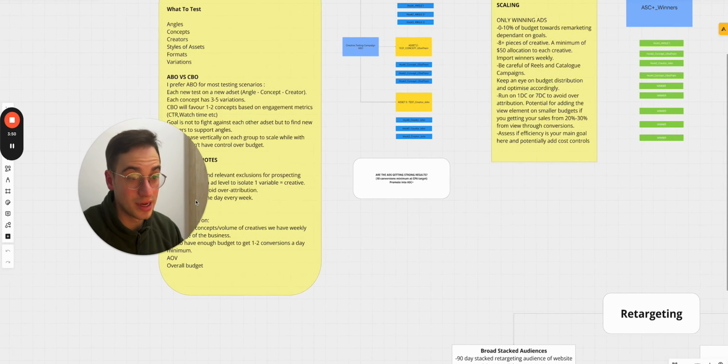But again, make sure it's not more than 20 or 30% of your sales coming from view-through attribution, because obviously Meta will just over-report it, so it doesn't really make sense. Again, that's more of a close-up shot of how I'm thinking about and structuring the creative.